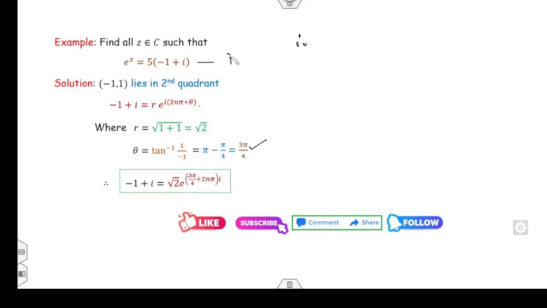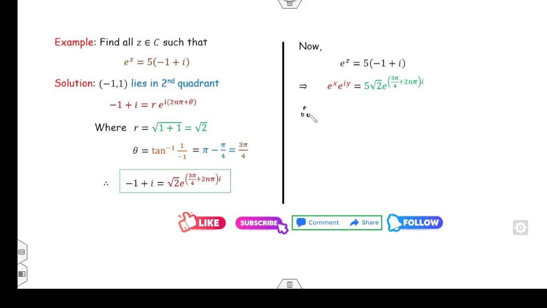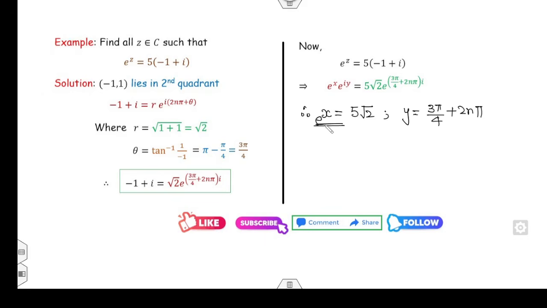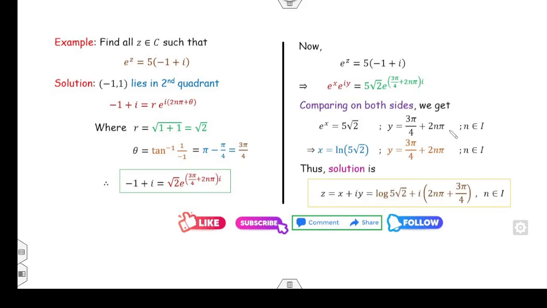So therefore, from the equation number 1, I can write e raised to power x is 5 root 2 e raised to power iota (3 pi by 4 plus 2n pi). Now you can compare the coefficient. E raised to power x is 5 root 2, y will be 3 pi by 4 plus 2n pi. So what is x? Log of 5 root 2 and y is my same. Therefore, z will be x plus iota y, the required answer of the problem.